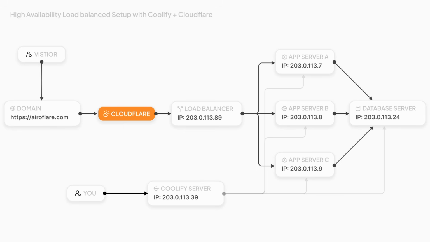We can also add Cloudflare for DDoS protection and caching. In this setup, our domain points to the load balancer, and Cloudflare's proxy is enabled, keeping the load balancer and all servers hidden behind Cloudflare. I'll show how to set this up at the end of the video and include timestamps in the description.